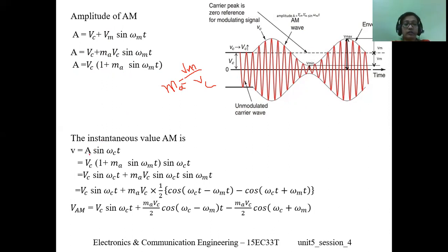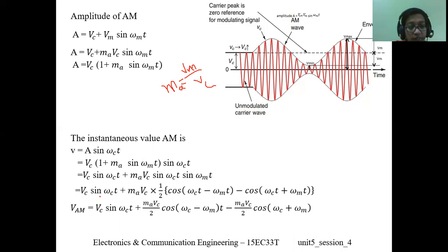Let's determine the instantaneous value of this AM signal, how this envelope is going to vary. We can determine that using this formula: small v is equal to A sin omega c t, where A is given as VC into 1 plus MA sin omega m t, into sin omega c t. So this is given as VC sin omega c t plus MA VC sin omega c t sin omega m t.